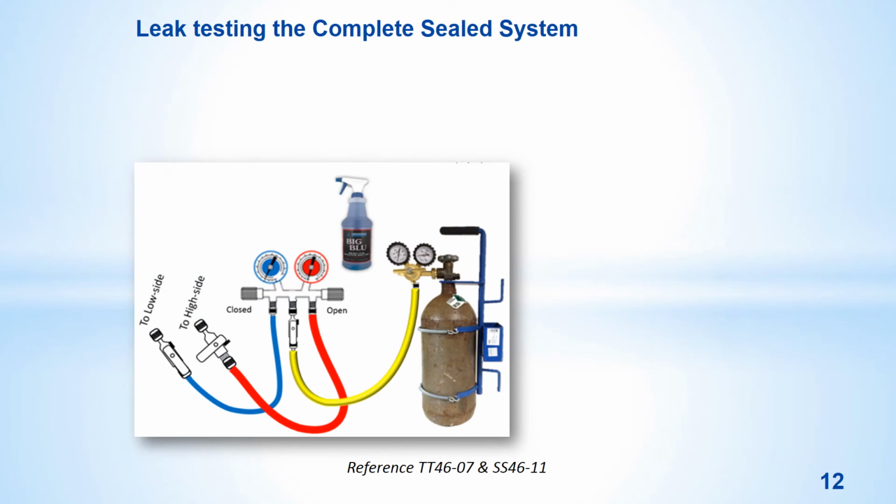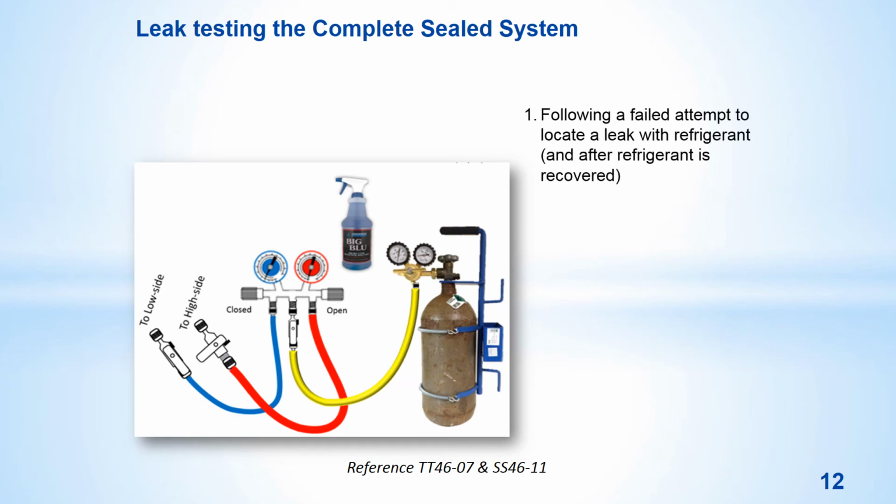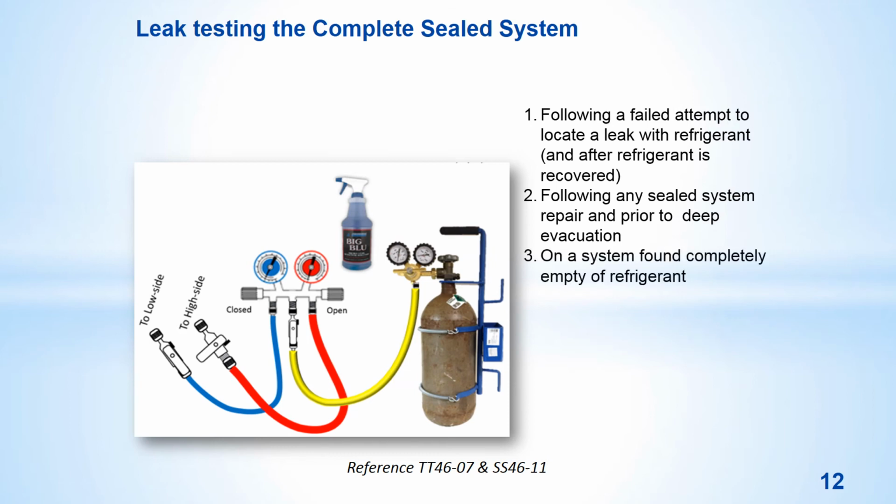There are 3 different reasons a full system leak test may be required. 1. Following a failed attempt to locate a leak with refrigerant, and after the refrigerant is recovered, of course. 2. Following any seal system repair and prior to a deep evacuation. And 3. On a system found completely empty of refrigerant. In other words, there is no need to add refrigerant to a system that is flat.